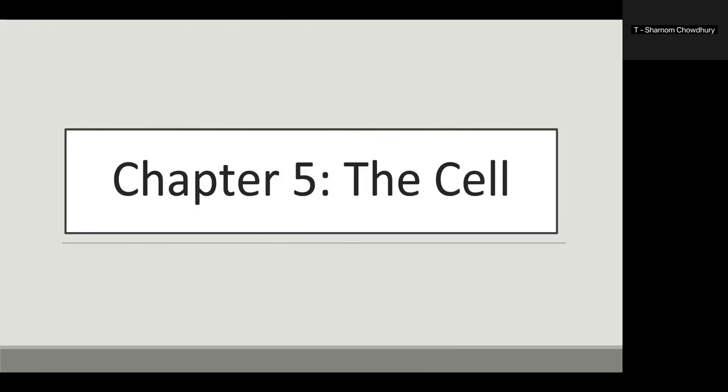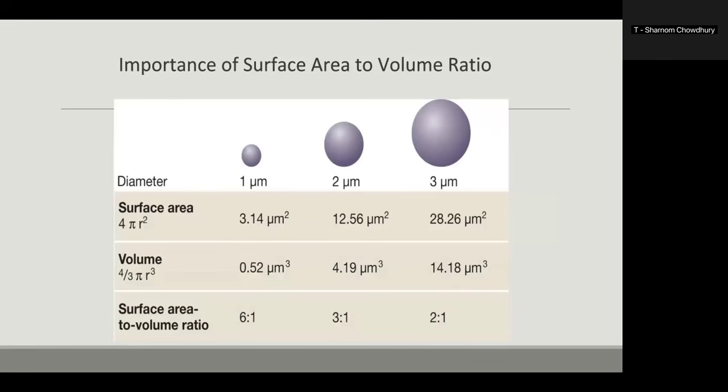All right, now we're moving on to chapter 5, the cell. So chapter 5, 6, 7, and then we'll be done. So surface area to volume. Why is this extremely important?